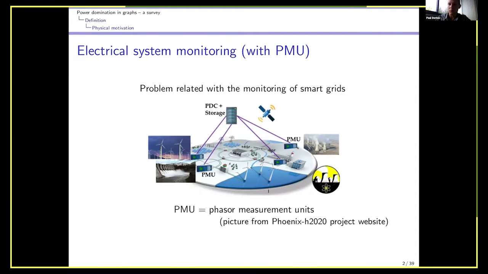Okay. So the motivation for power domination was related to smart grids and to monitoring power grids. I won't go deep into that because I'm not a specialist, but I found this nice picture from a website where they use some PMUs, and PMU stands for phasor measurement units. And the problem of power domination is a graph presentation of this problem of placing some phasor measurement units in a power grid.